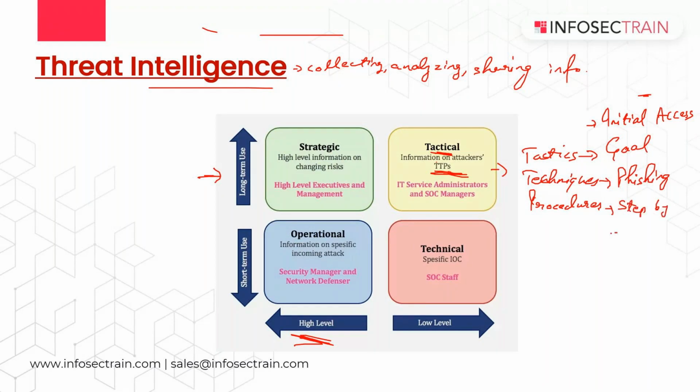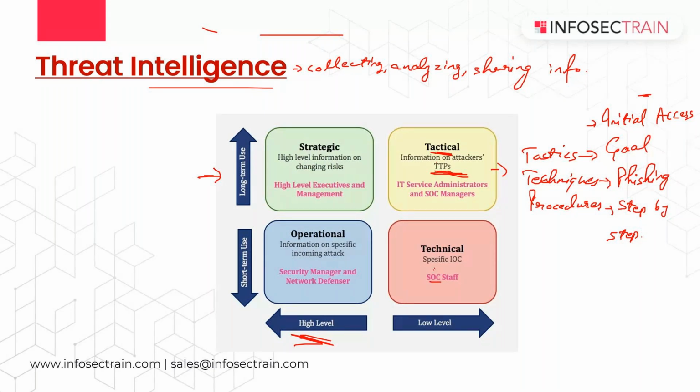like first gathering the email ID, drafting the phishing email, sending it. Once the user clicks, what will happen? Malware will be transferred and so on. So step by step will be part of a procedure. So when you learn about those TTPs of an attacker, that is what tactical intelligence stands for. That is consumed by IT service administrators and SOC managers. Then we have technical, which is consumed by the SOC staff.